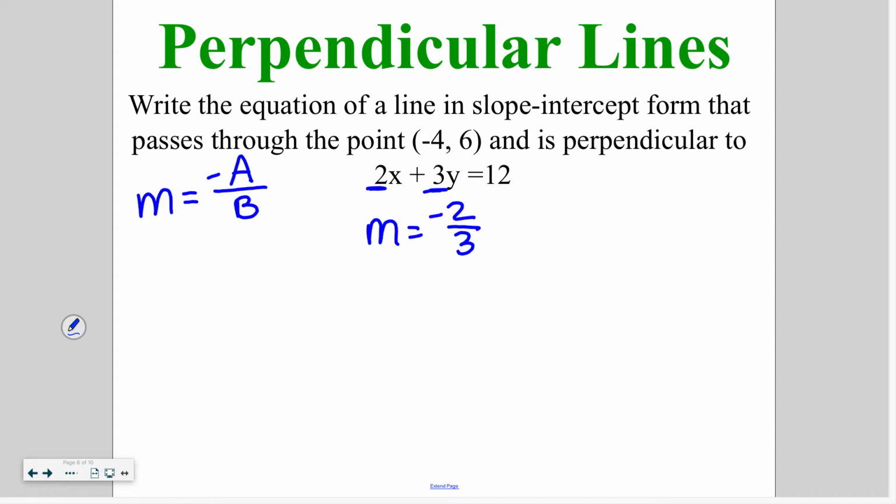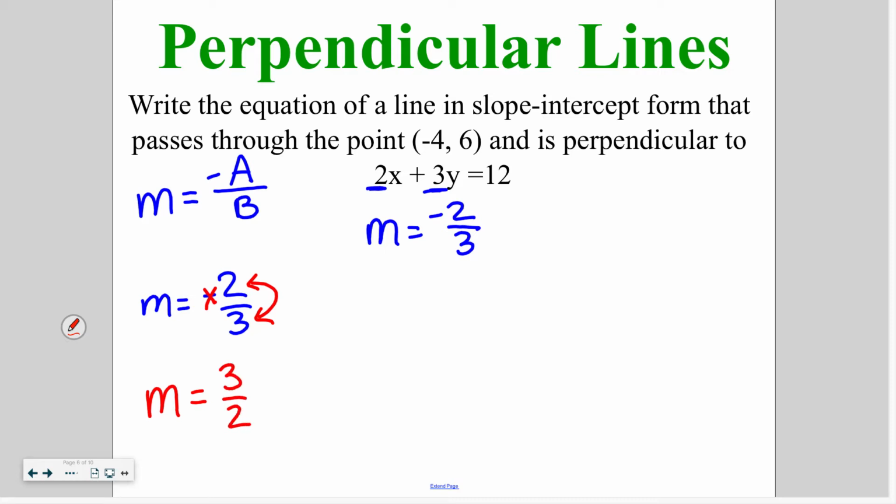Next, when we're looking at perpendicular lines, if you remember from that first slide, we are looking at opposite reciprocal slopes. So we've started with our slope of -2/3. I need to turn that into the opposite reciprocal. So since we started with a negative, we want to get rid of that negative because we can only have one positive slope and one negative slope. And then we want to flip it over. So our perpendicular slope is going to be 3 over 2.